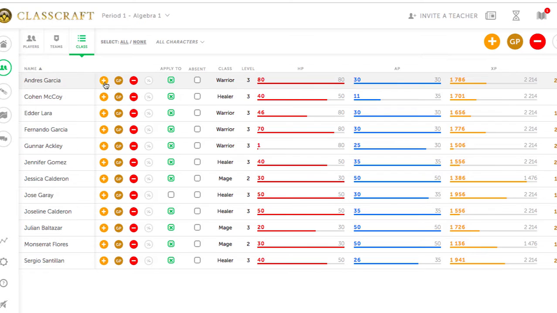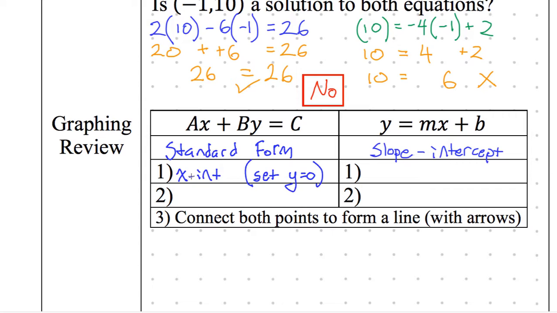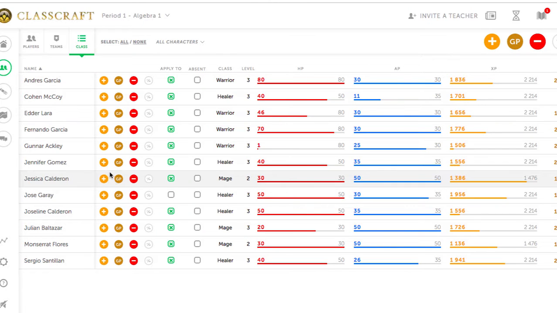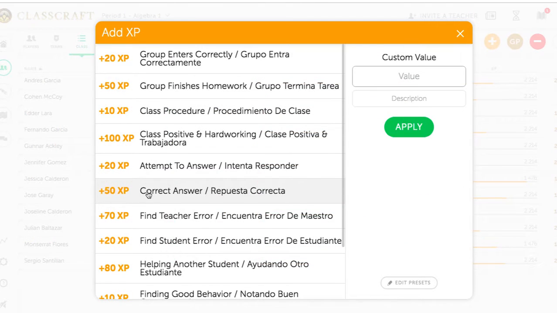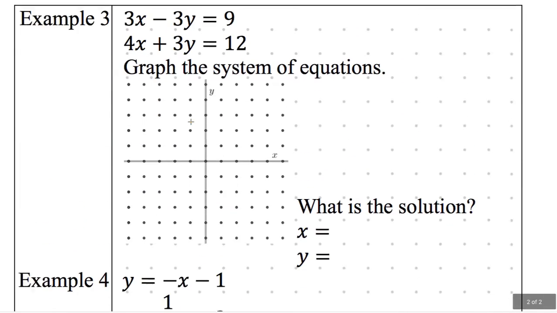So that was good job remembering, Andres. Julian, good job remembering that it was the intercept. Julian, what do I do for the second point? Find the Y. You find the y-intercept. And you do that by doing what? By setting the x to 0. There it is. Thank you. All right. That is how you graph standard form. We're going to be doing that in example 3.